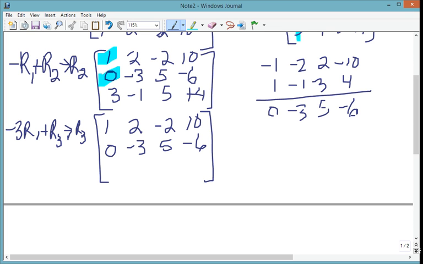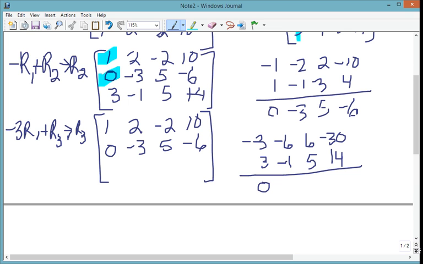Okay, so to figure out what goes in row 3, I'm going to multiply row 1 by -3: -3, -6, +6, and -30. And then I got 3, -1, 5, and 14, as I recall that is. Okay, so that'd be 0. This would be -7. This will be 11, and this will be -16. And that's what goes in this bottom row here.